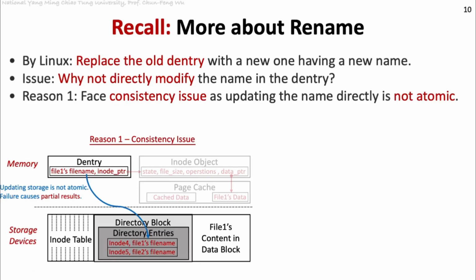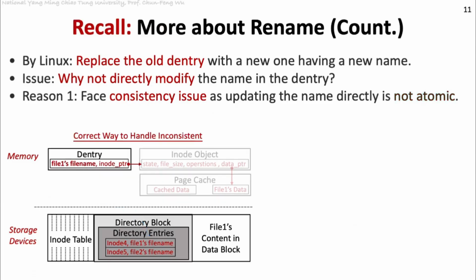Okay, so this is because storage is so slow, so you cannot make sure this operation is atomic. Atomic means this operation cannot be affected by any other factors.